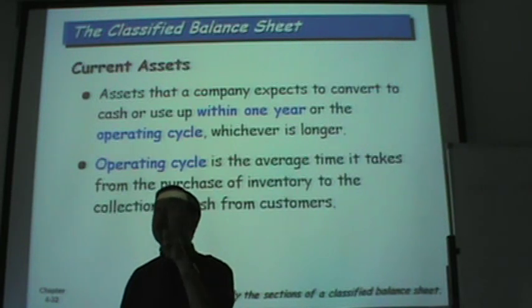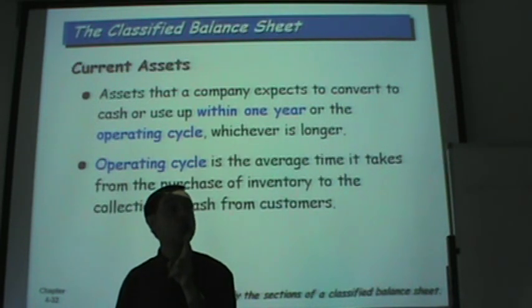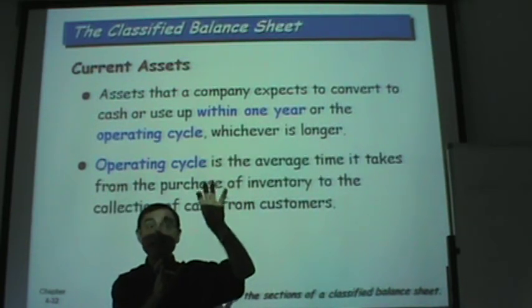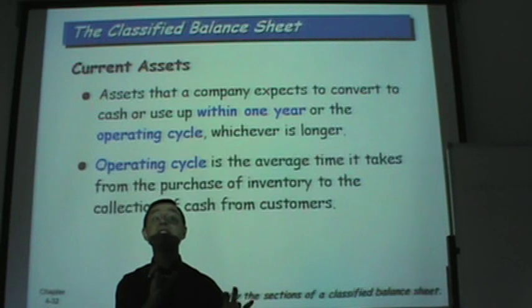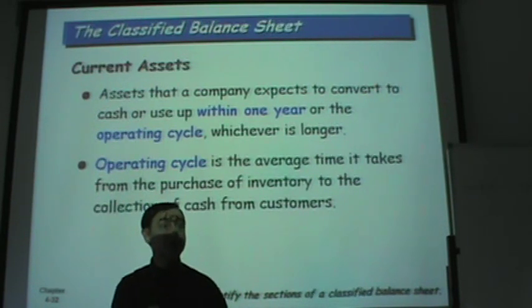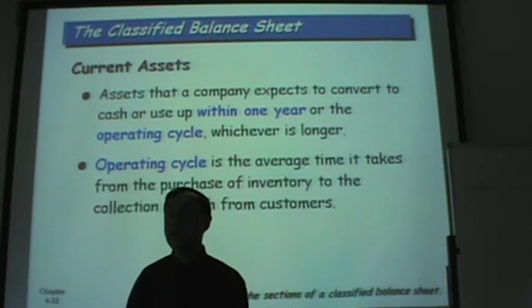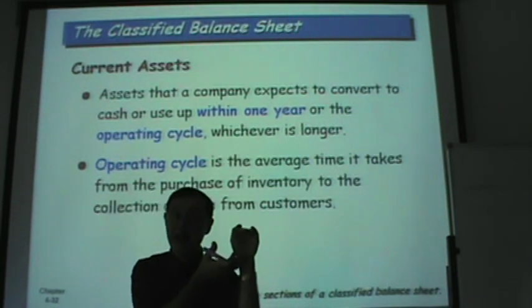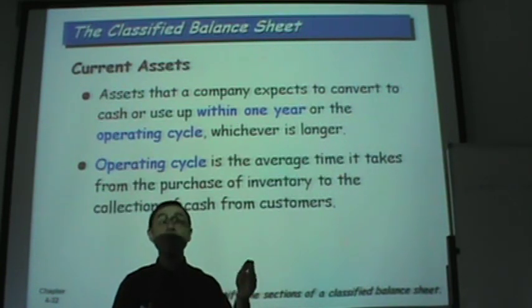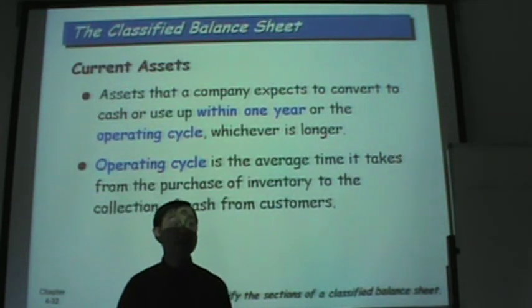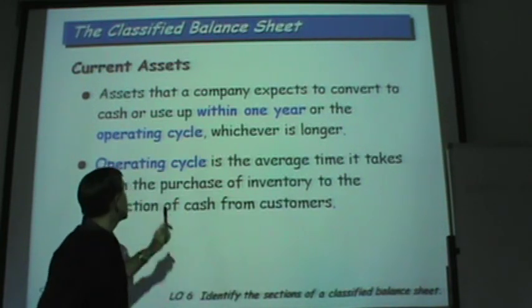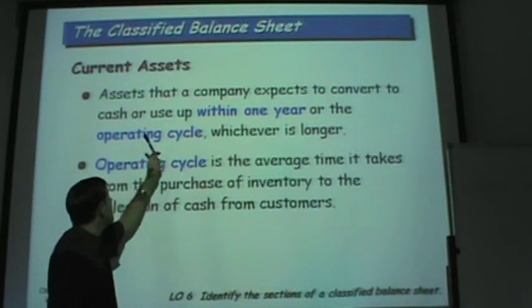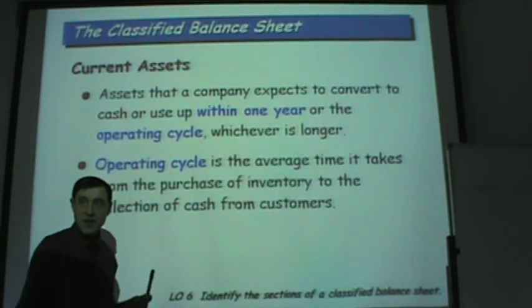If you buy a 2-year insurance, the first year is a current asset and the second year is a long-term asset. Okay? So, if you have a lease, again, the first year is going to be a short-term liability. The second and the third year will be a long-term liability. So, the first piece is assets that you expect to convert into cash within 1 year or the operating cycle.